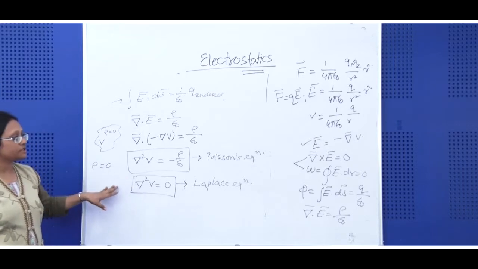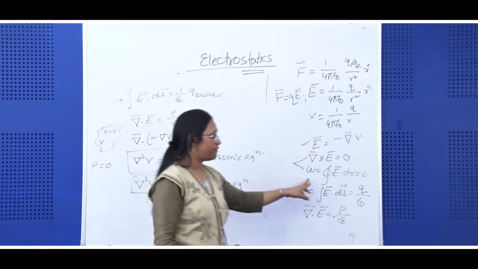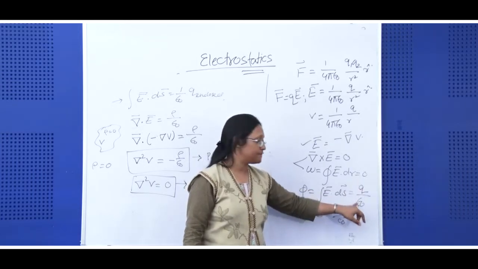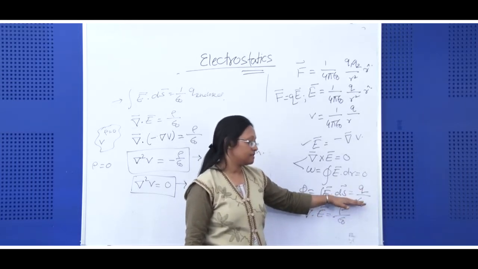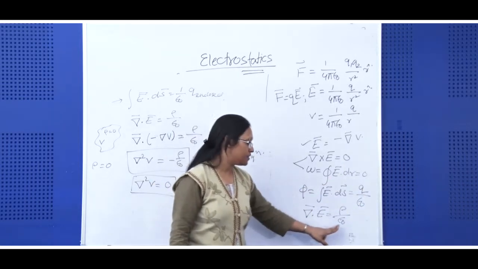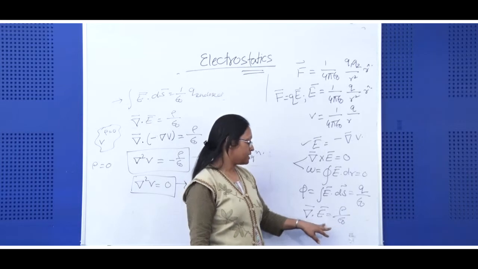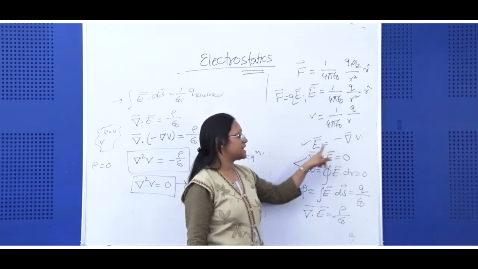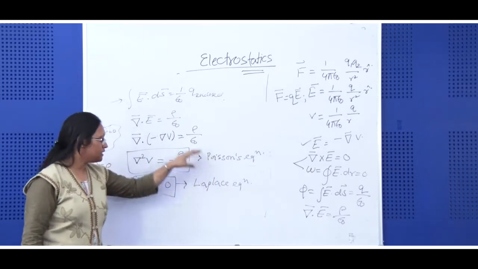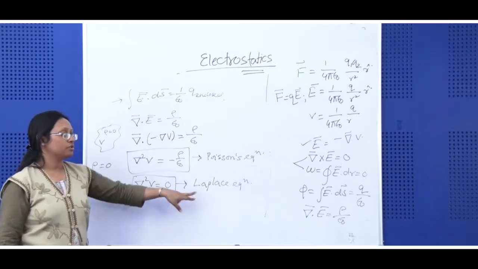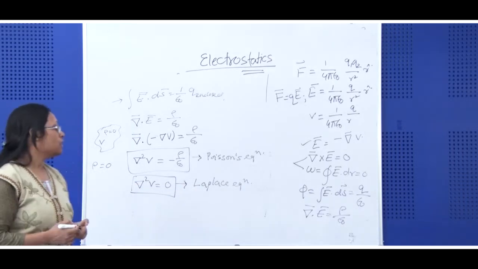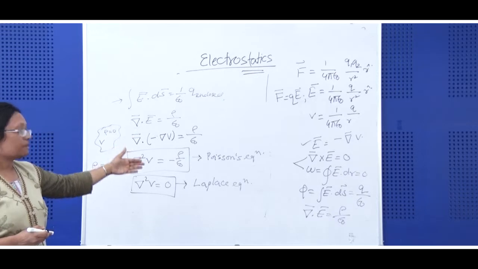So how do we arrive at this equation? Starting from the definition of flux, we get the integral of E dot dS equal to q by epsilon naught. Then in this integral form of Gauss's law, we apply the divergence theorem and we get the differential form of Gauss's law. Then using the concept that electric field can be expressed as negative gradient of potential, we get Poisson's equation. Then if in any region rho is equal to 0, we reduce to the Laplace equation. Now we will see some applications of Gauss's law and the Laplace equation.